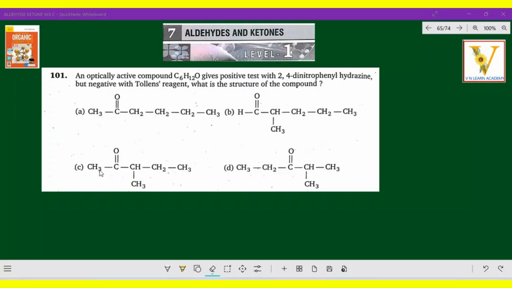Hello students, today we are going to see some more interesting and important questions from M.S. Chouhan's Organic Chemistry, Aldehydes and Ketones, Level 1, questions 101 to 110. Come on, let us discuss these questions.